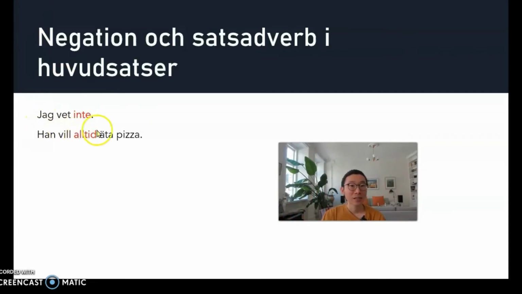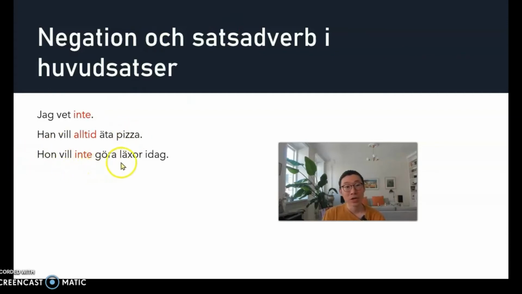Han vill alltid äta pizza. In English, he always wants to eat pizza. But in Swedish, han vill alltid äta pizza. Alltid efter verbet vill.